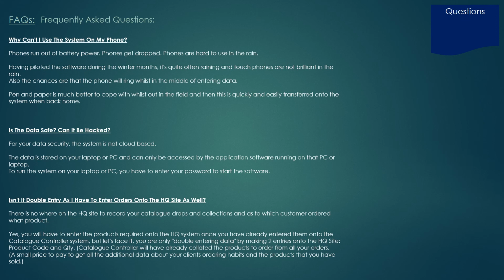Isn't it double entry, as I have to enter orders onto the HQ site as well? Well, there's nowhere on the HQ site to record your catalogue drops and collections and as to which customer ordered what product. Yes, you'll have to enter the products required onto the HQ system once you've already entered them onto the Catalogue Controller system, but let's face it, you're only double entering data by making two entries onto the HQ site, the product code and the quantity. Catalogue Controller will have already collated the products to order from all of your orders. Okay, so a small price to pay to get all the additional information about your clients' ordering habits and the products that you have sold.